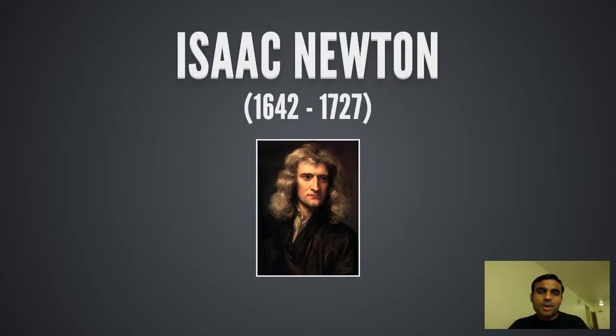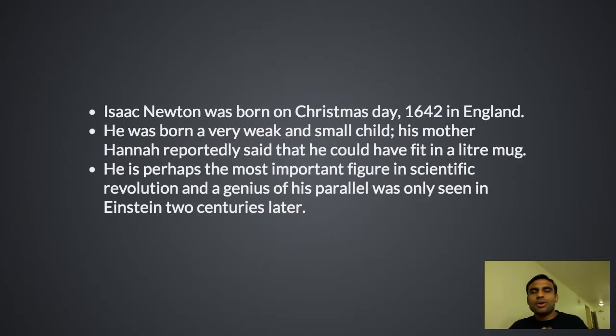Let's talk about Isaac Newton. Newton was born in 1642, the same year Galileo died. He was born in England on Christmas Day, the 25th of December, and he was born a very weak child. His mother reported later that he was so weak that he could have fitted in a liter mug.